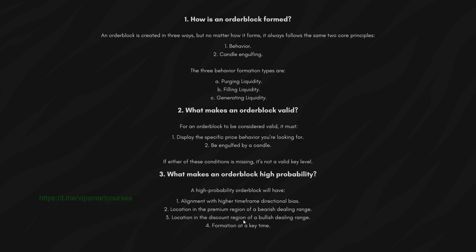And the reason this is important is because many candles could be counted as valid order blocks, but that doesn't mean that you should trade them all. Instead, what you need to do is only trade those candles, or only build directional bias off of those candles or order blocks, that have these qualities or characteristics present in them.